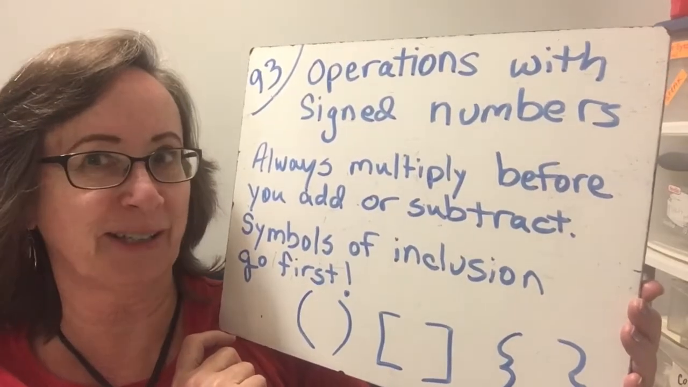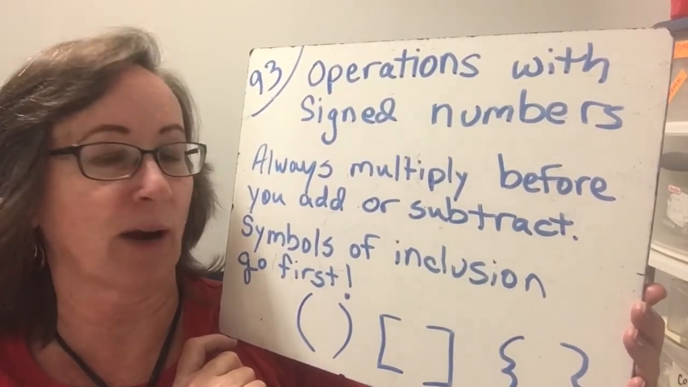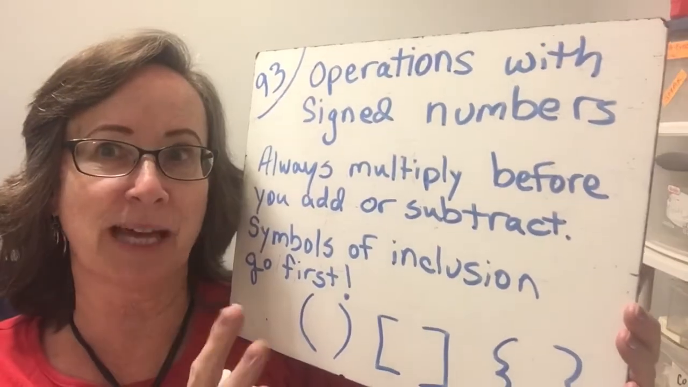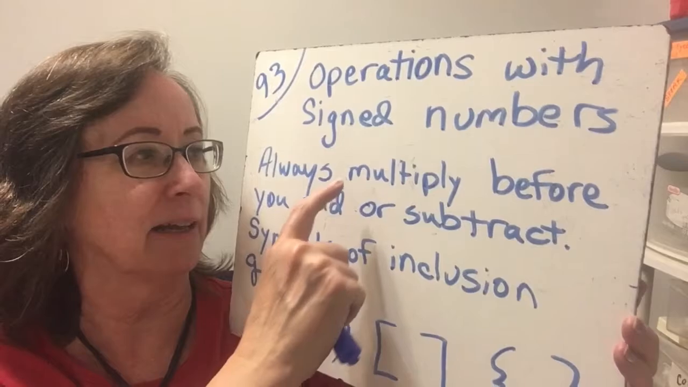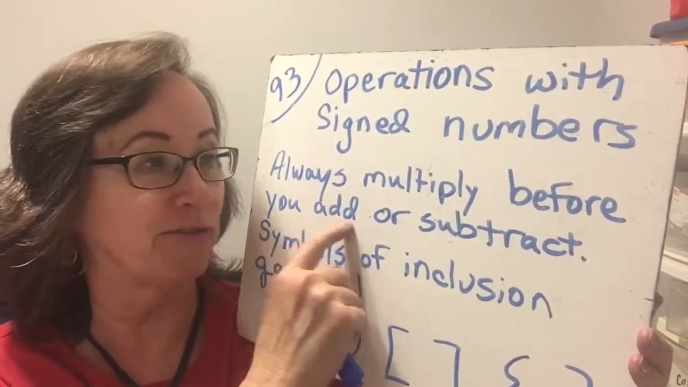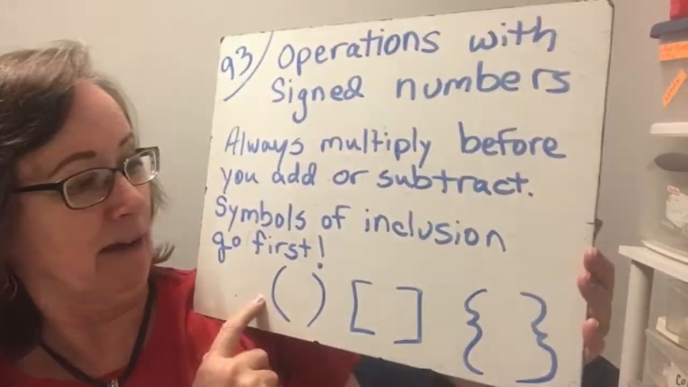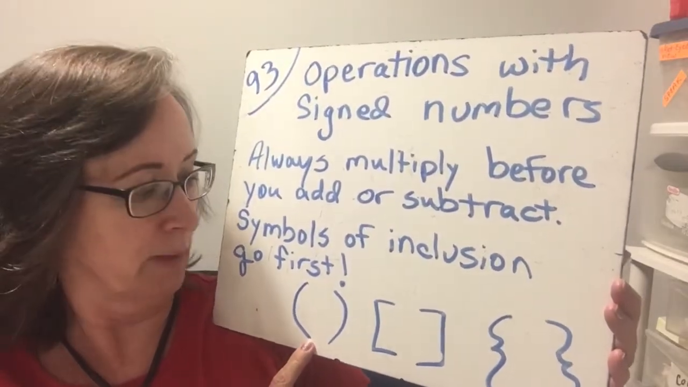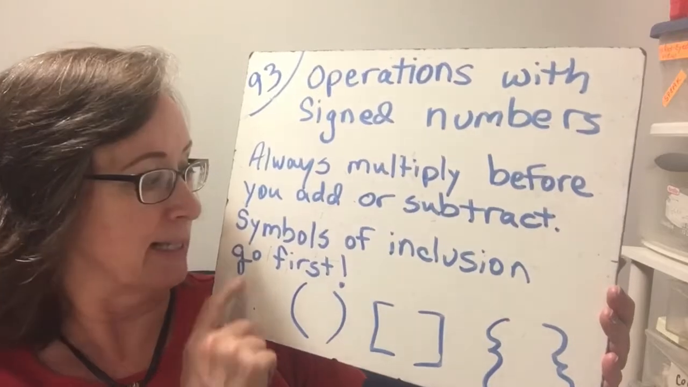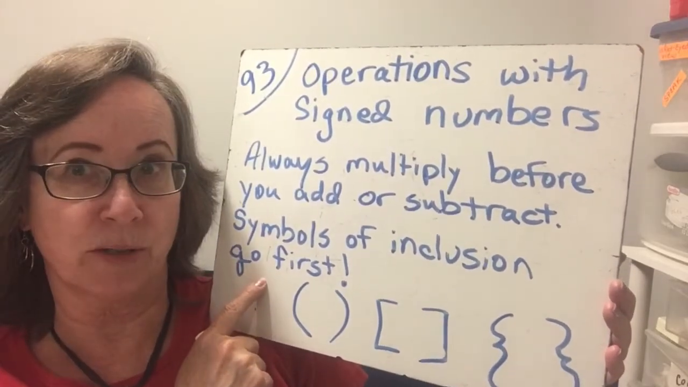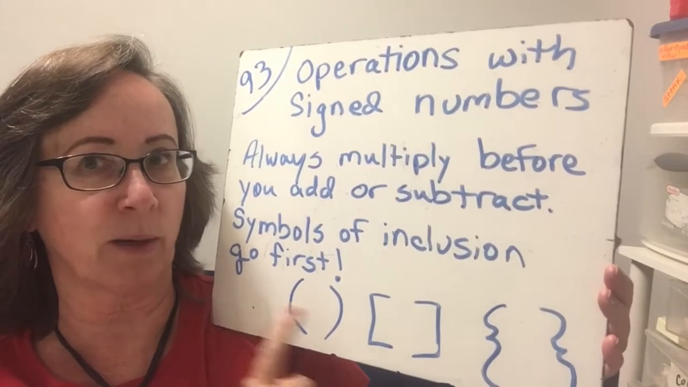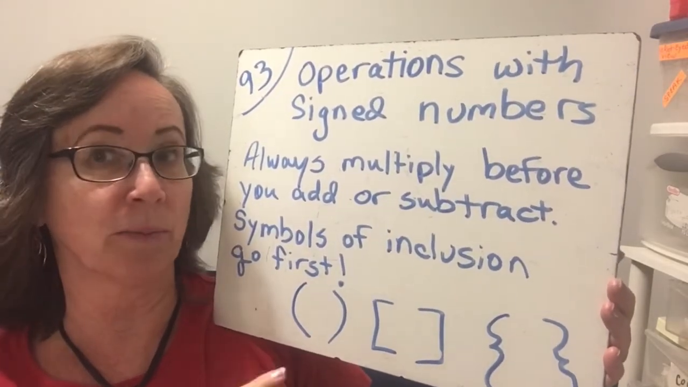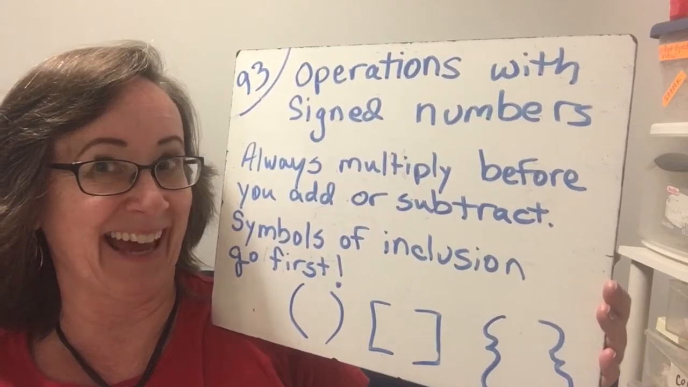Now, you will also do division before you add and subtract, but your book is not yet showing you division, so we'll save that part. So right now, for today's lesson, always multiply before you add and subtract. And if you see anything that's in these symbols of inclusion, parentheses, brackets, and braces, you will do those first. So you will evaluate whatever's in these symbols first, and inside those you will multiply before you add or subtract.